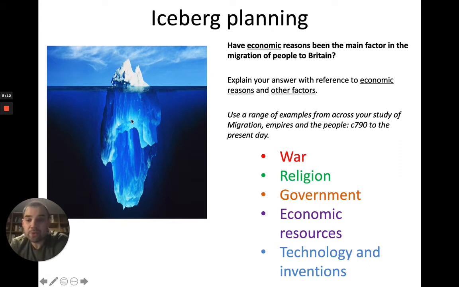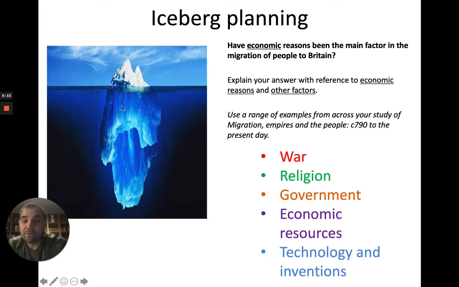Now, with an essay question like this, a classic mistake students might make sometimes is they'll only write about what's on the surface without thinking about what goes on below the surface. Now, in the case of the question you're planning for here, have economic reasons been the main factor in the migration of people to Britain? Explain your answer with reference to economic reasons and other factors.